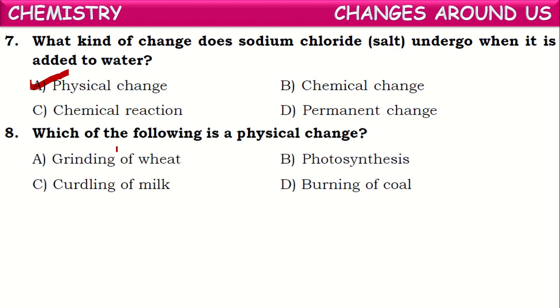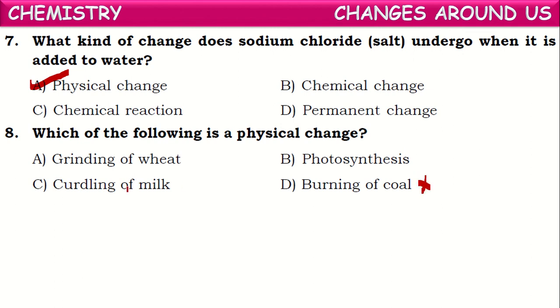Next one. Which of the following is a physical change? Observe that some changes are given here. Identify the physical change among these. Grinding of wheat, photosynthesis, scalding of milk, and burning of coal. If you observe these, burning of coal leaves ash, and it releases carbon dioxide and some other gases into the atmosphere. So it is a chemical change.